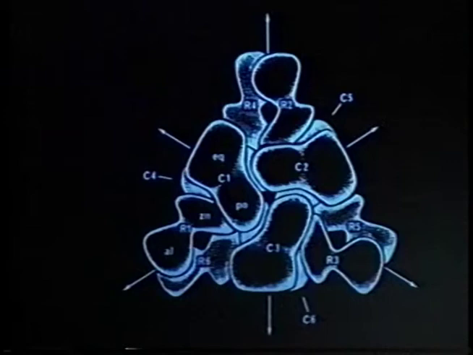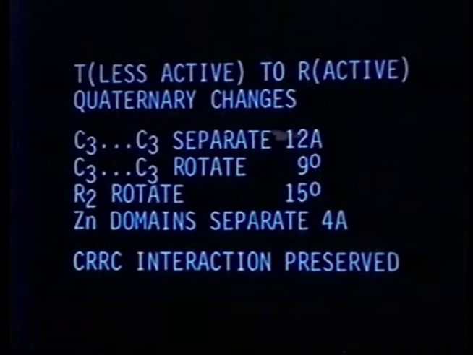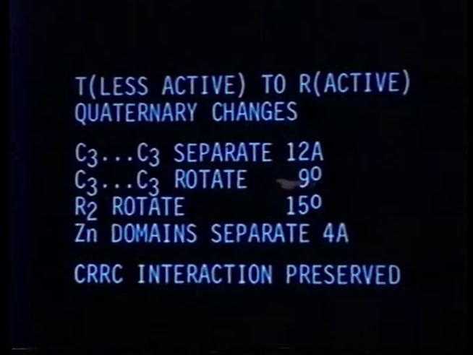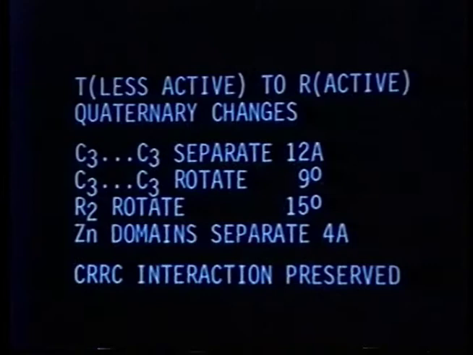Now, that's an idea of the quaternary change. And now a summary is that these catalytic trimers come apart about 12 angstroms in this transformation. And they rotate relative to each other 5 degrees. That is, 5 degrees one way for the top, 5 degrees the other way for the bottom. It's about 10 degrees total. And the R2s, the regulatory dimers, rotate about the twofold axis of the molecule by 15 degrees.